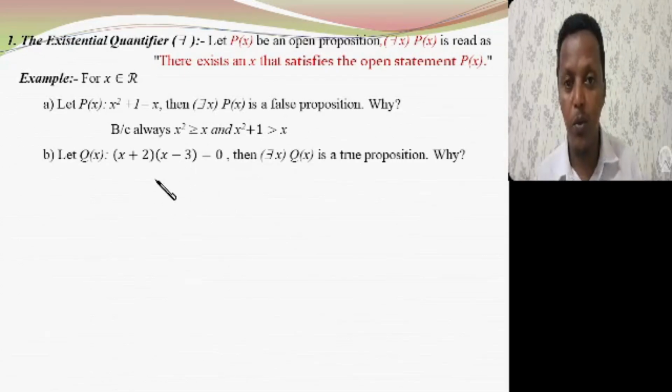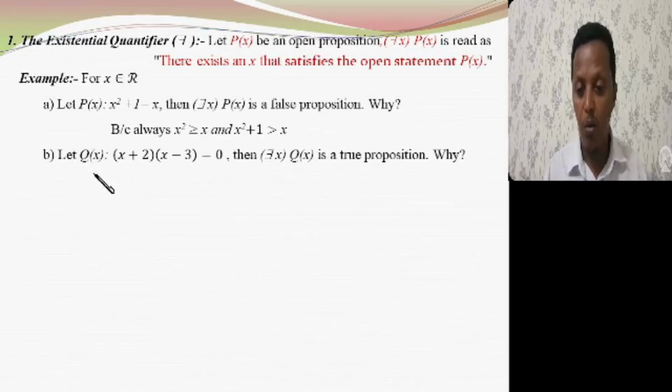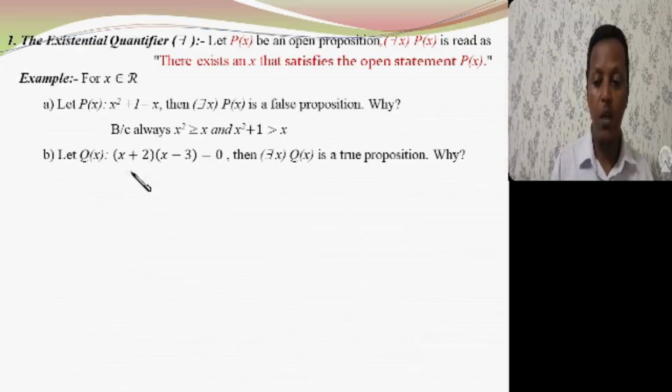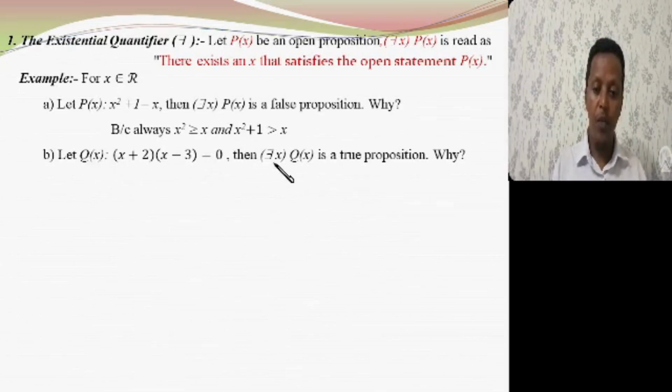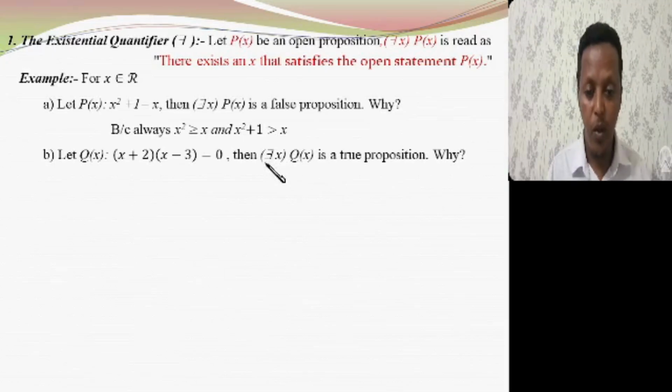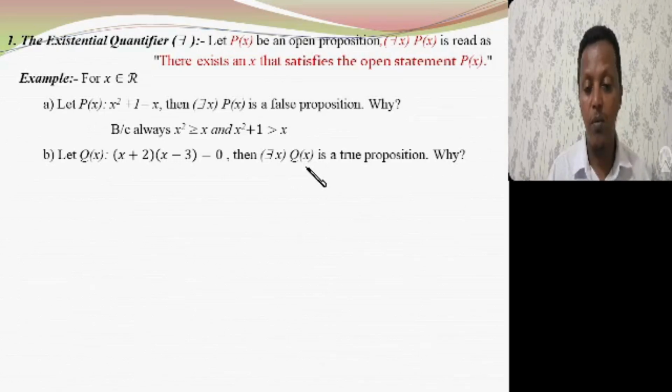Let's take another example so that you understand the concept behind. Let's take the open statement Q of x, which is x plus 2 times x minus 3 is equal to 0. This is a sentence containing the variable x, so it is an open statement. Now when we attach the existential quantifier to the given open statement, there exists x, Q of x, this becomes a proposition. Because there exists x, Q of x is a true statement.